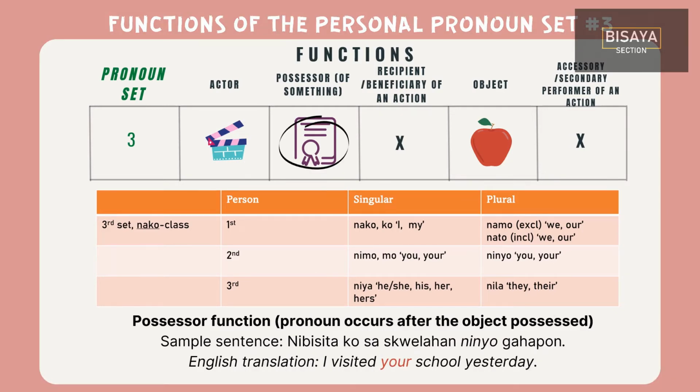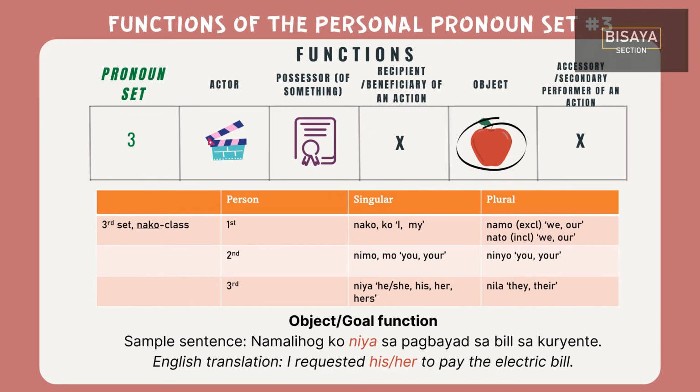The second function of set 3 pronoun is as possessor of something. As a guide in sentence construction, this pronoun occurs after the object possessed. In this case, ninyo, or you in English, possesses the eskwelahan, or school, talked about in the sentence. With set 3 pronoun functioning as object, here is a sample sentence. Namaliw ko niya sa pagbayad sa bill sa kuryente. Niya, which is his or her in English translation, did the goal that was expressed in the sentence.